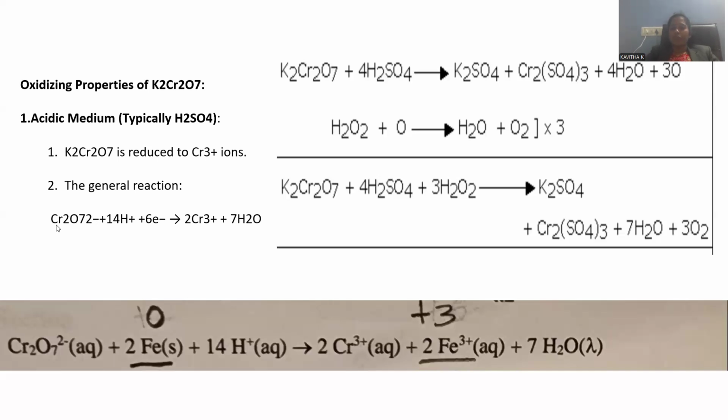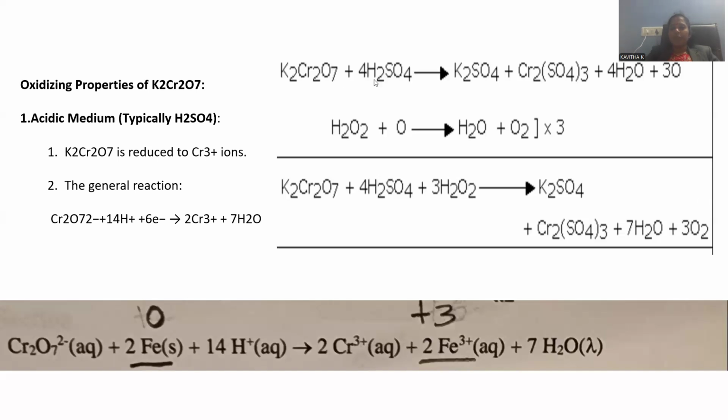Initially, we have two chromiums. Afterwards, they convert into chromium +3. So, individual chromium is +6, and each chromium accepts 3 electrons. So, that is 6 electrons for the 2 chromium atoms in this dichromate. Each chromium will be turned into +3 by accepting 3 electrons. That's the reason why 6 electrons is a mandatory requirement for consumption by the potassium dichromate. Chromium +3 and 7 moles of water will be formed.